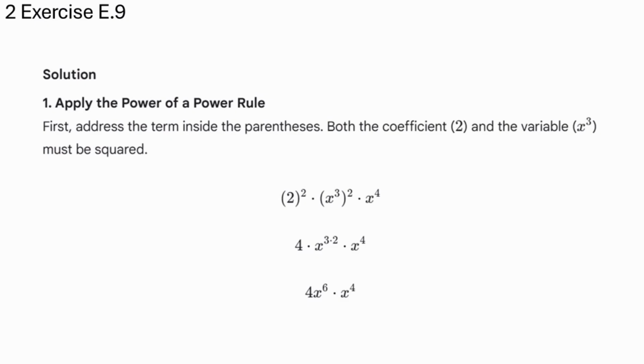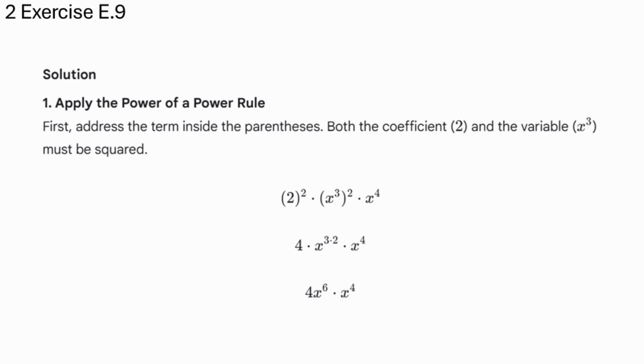A common mistake in algebra is mixing up when to add exponents and when to multiply them. Let's solve this expression step by step so you never get them confused again. First, we look at the parentheses. The power of a power rule tells us that everything inside gets raised to that outer exponent.